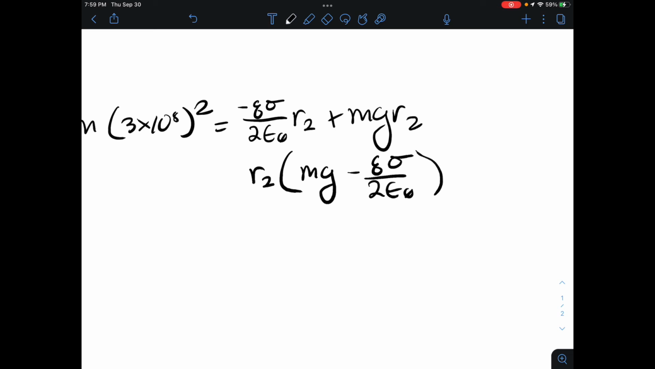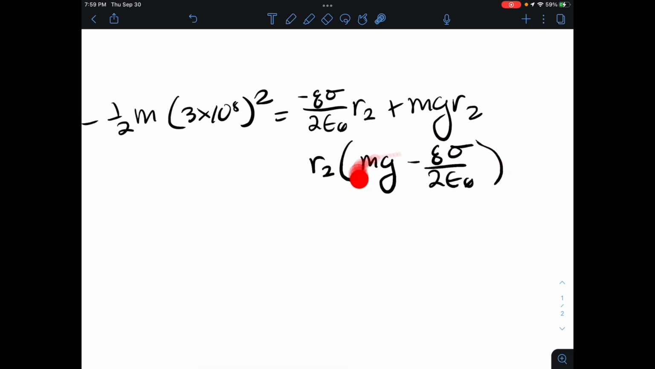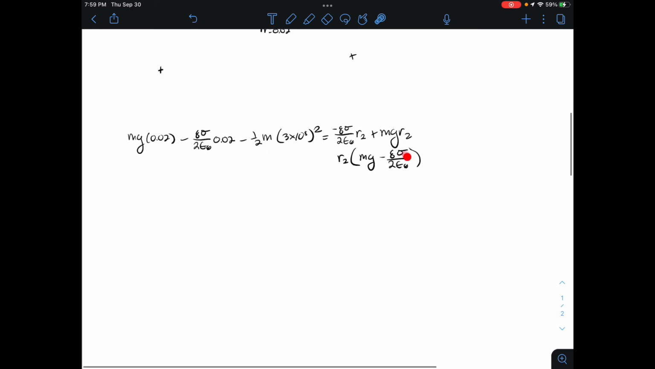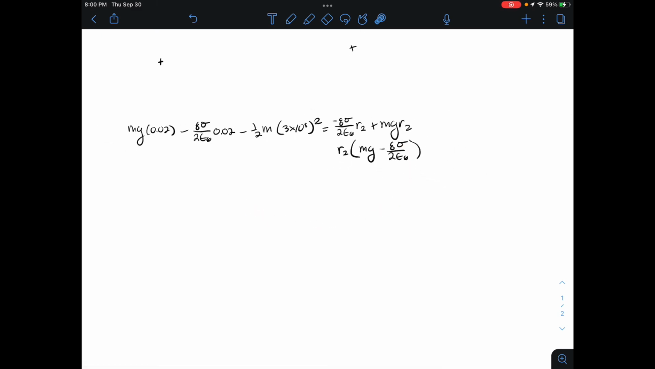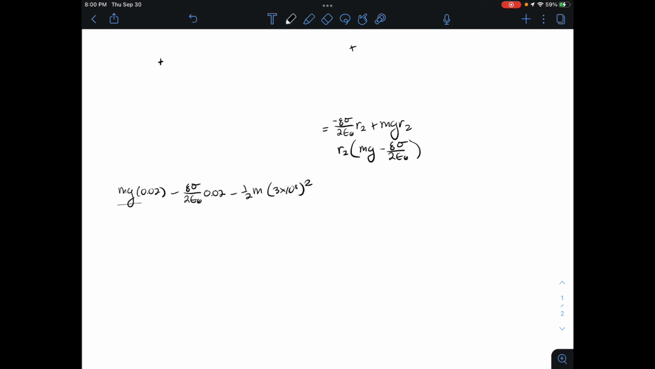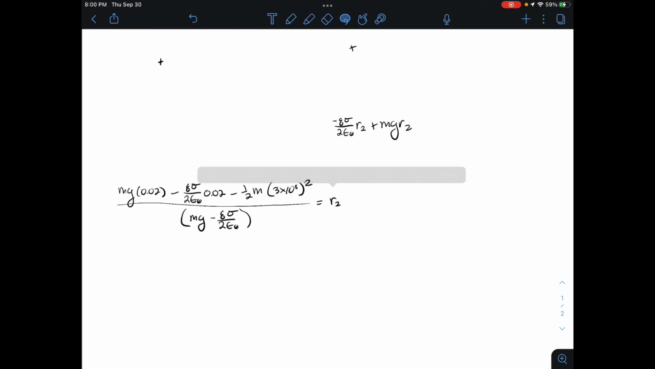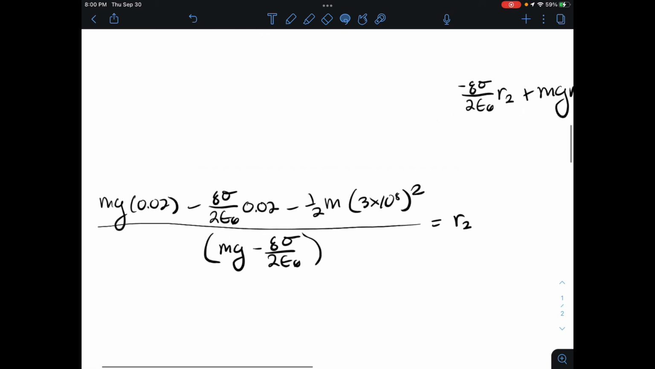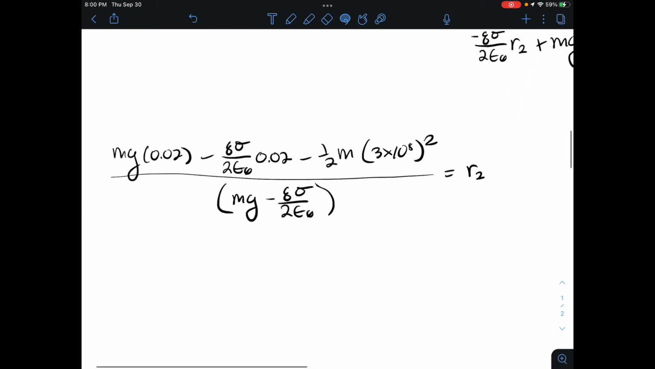Now to isolate this R2, I'm just going to divide both sides by this. I'm going to divide it over here. So what it's going to end up being, because again, I don't want to rewrite all of this, it's going to be this whole mess divided by this whole mess is going to equal R2. So that's going to be our equation to solve for R2.